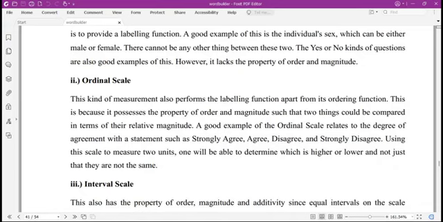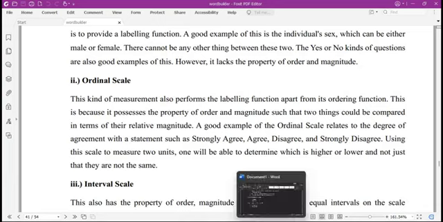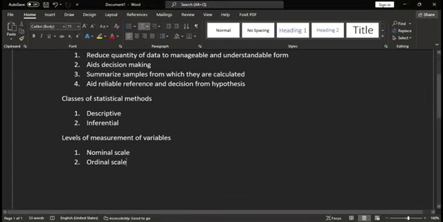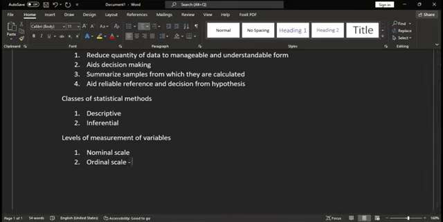Okay, now ordinal can also be rated. You can say, okay, strongly agree, we have a rating of 3. If you strongly agree, you rate 3. If you agree, 2. If you disagree, 1. And if you strongly disagree, 0. Let's rate it. It could be rated.